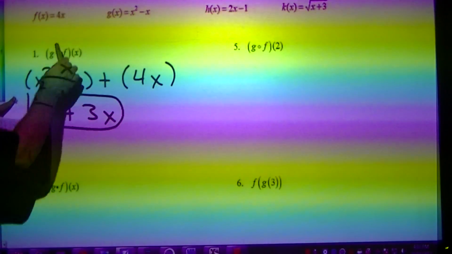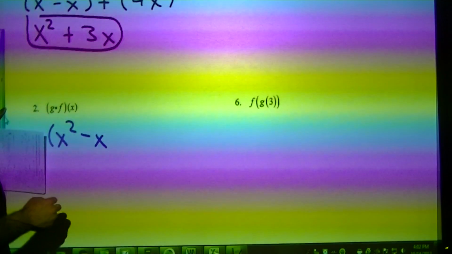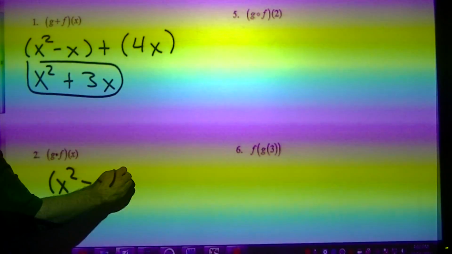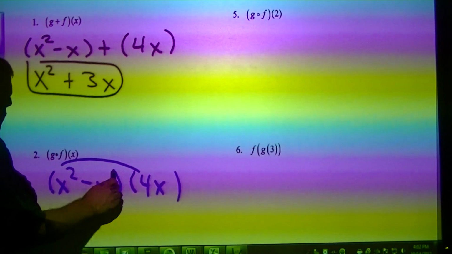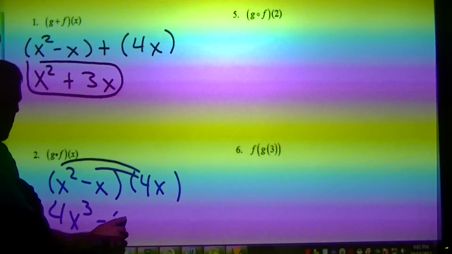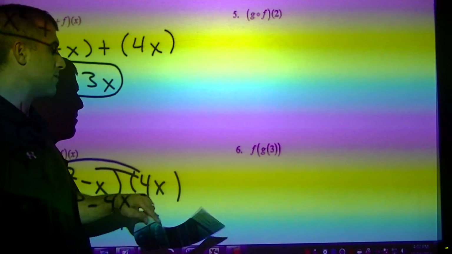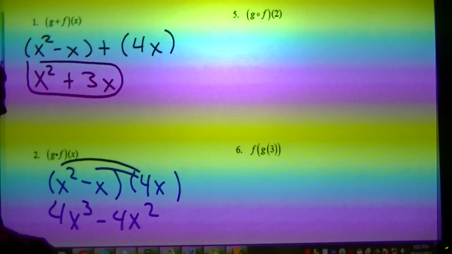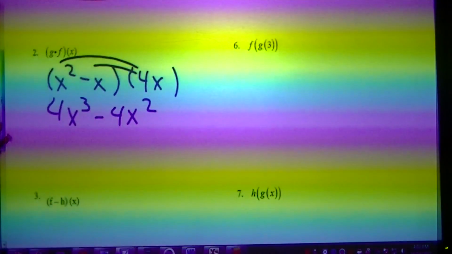All right, moving down, number 2, g times f of x. So I've got x squared minus x times 4x. You can do this in one of two ways. This is very simple, just simple multiplication of distributing. It's going to be 4x cubed, minus 4x squared. You can just do a simple distribute. If this is a binomial, you might want to think about doing the boxes, which we'll do in a little bit. All right, so that's the answer for 2.